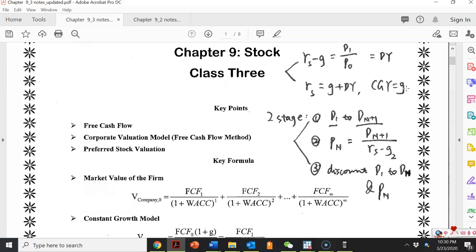In this constant growth model setting, the dividend yield would become D1 over P0, which is Rs minus g. The capital gains yield is g, and it is the same as the dividend growth rate, also the same as the price growth rate. The sum of these two, dividend yield plus capital gains yield g, becomes R. So R equals g plus dividend yield.